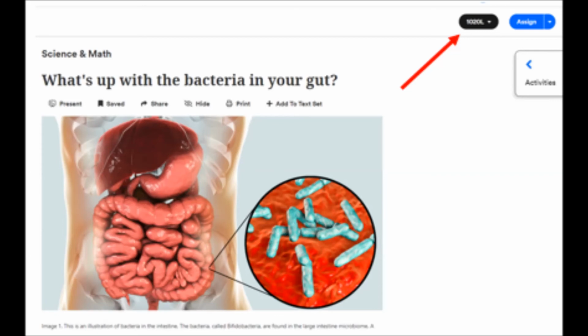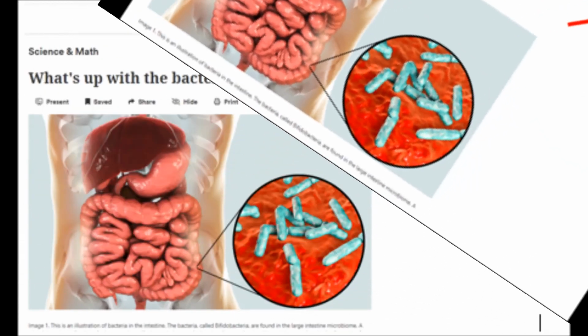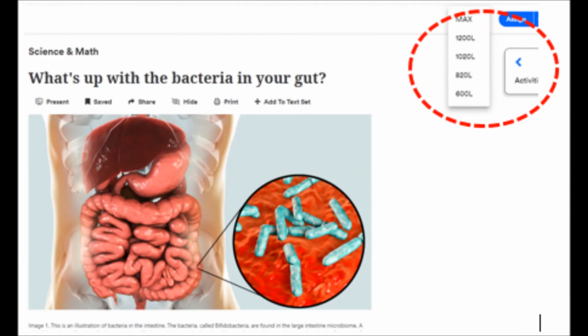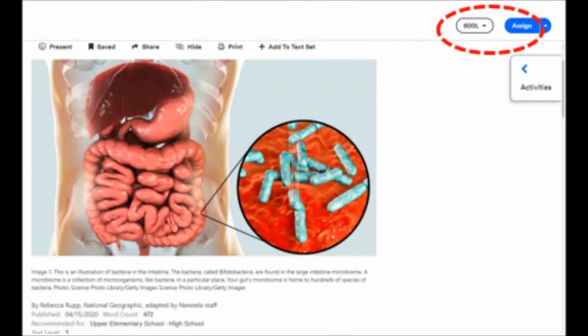If you look in the upper right-hand corner, you're going to see a number. That is the highest level of this article. You can change that level by clicking on the box, and you'll see the drop-down menu. You can choose one of those lower numbers to get an article that's just right for you, so that the language isn't as complicated. Go ahead and click on that and start your reading.